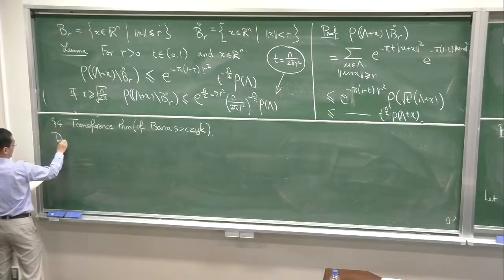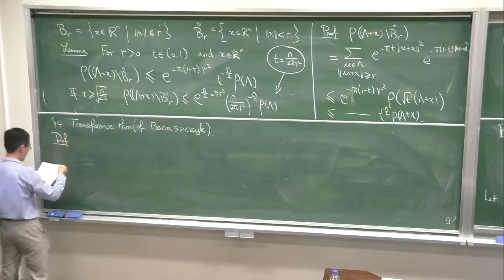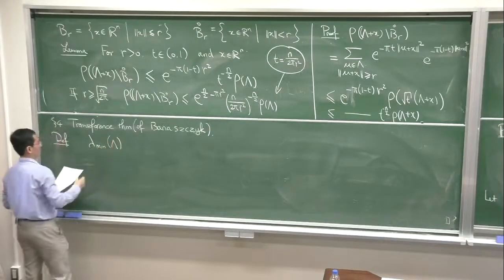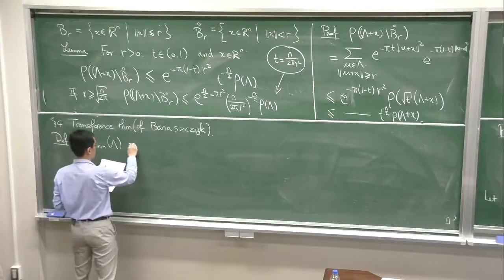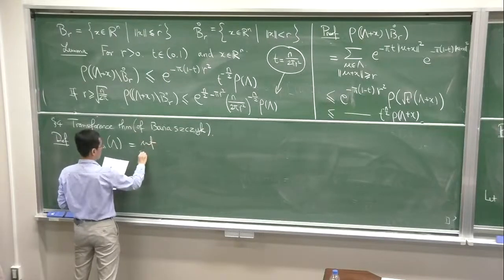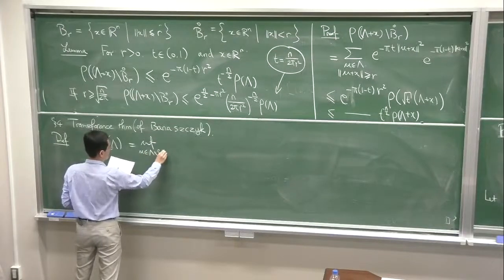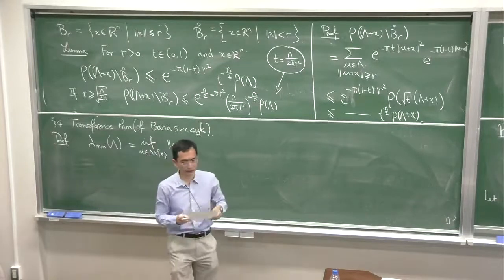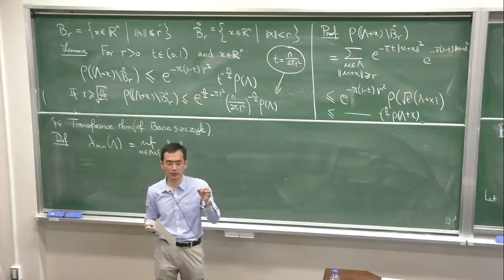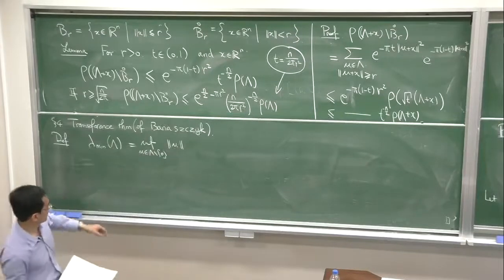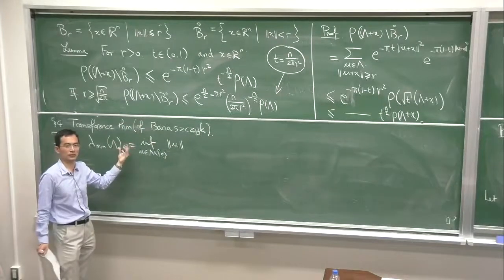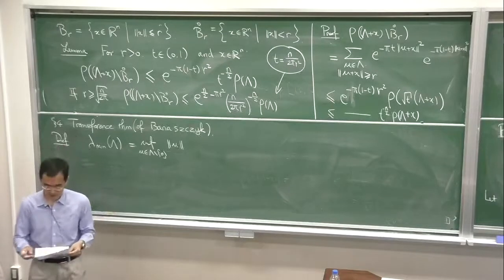So I first introduce two invariants of lattices. The first one is lambda min of lambda. So this is a smaller lambda, which is the infimum of the norm of u, for u in lambda different from 0. So I just find the nearest lattice point to the origin. So it's given by the norm of the nearest point of the lattice to the origin, except the origin itself.